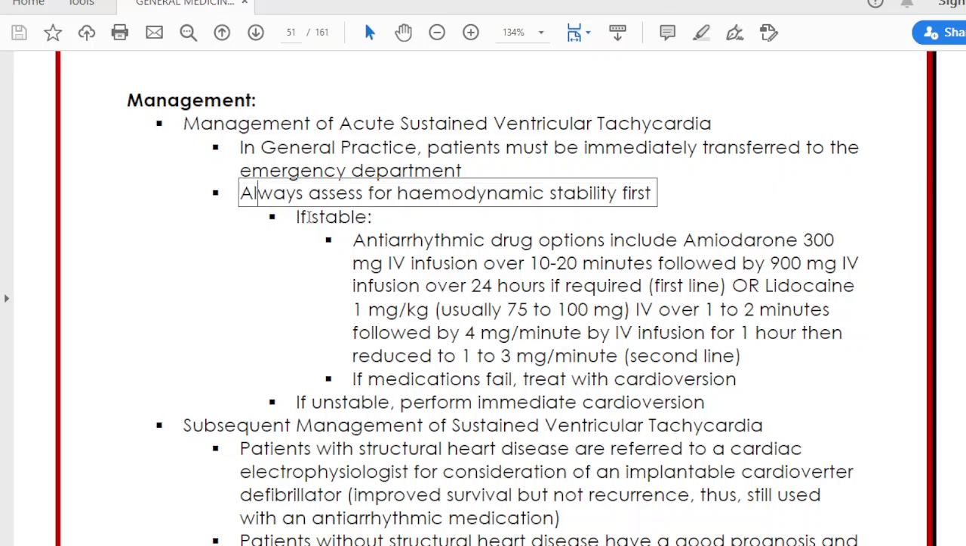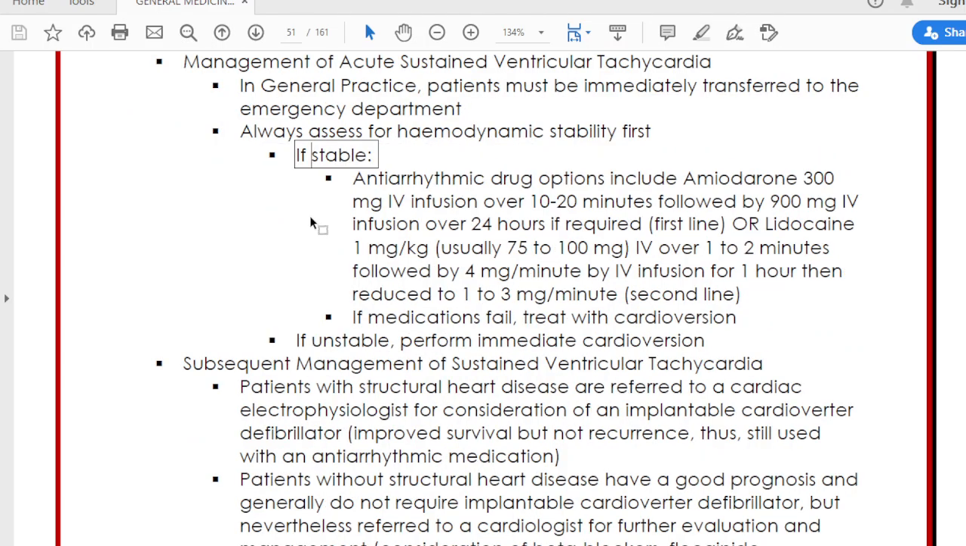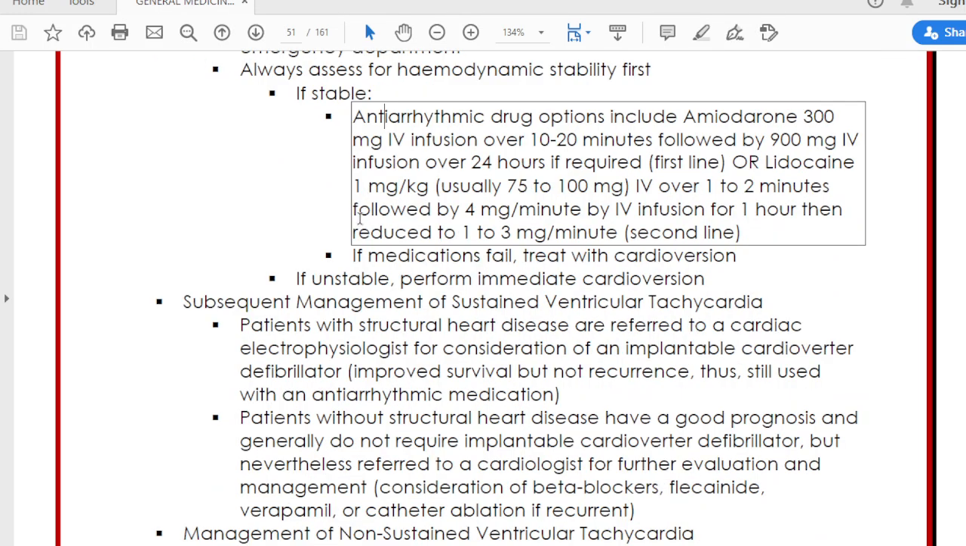Always assess for hemodynamic stability first. If stable, antiarrhythmic drug options include amiodarone 300 mg IV infusion over 10 to 20 minutes followed by 900 mg IV infusion over 24 hours if required, first line, or lidocaine 1 mg per kilogram, usually 75 to 100 mg, IV over 1 to 2 minutes followed by 4 mg/minute IV infusion for 1 hour then reduced to 1 to 3 mg/minute, second line.